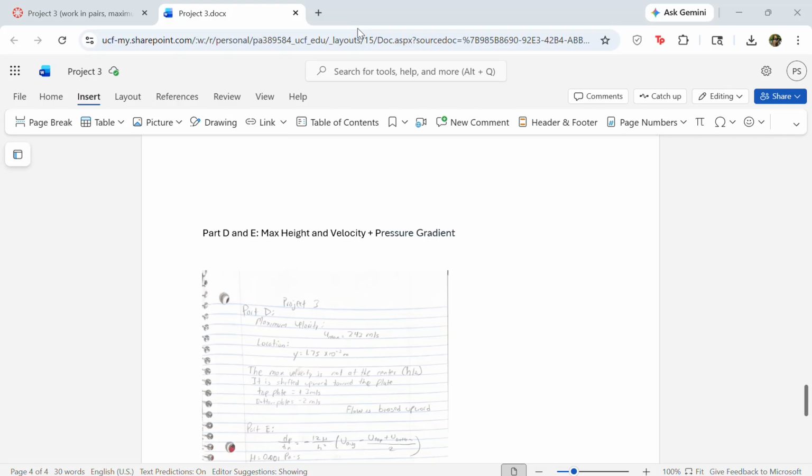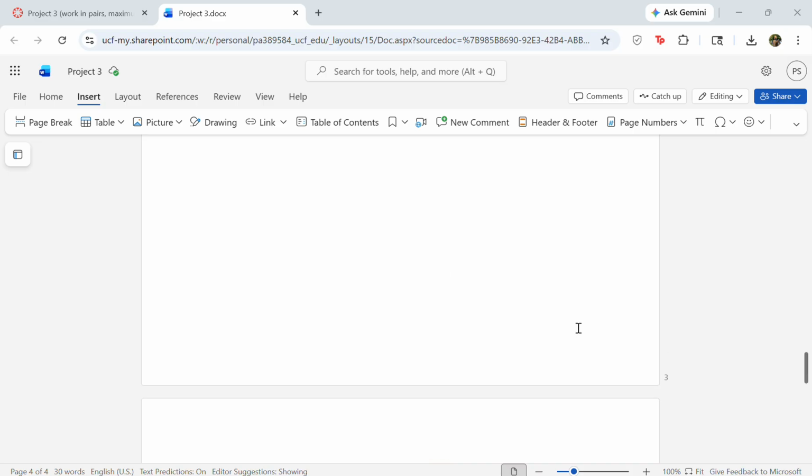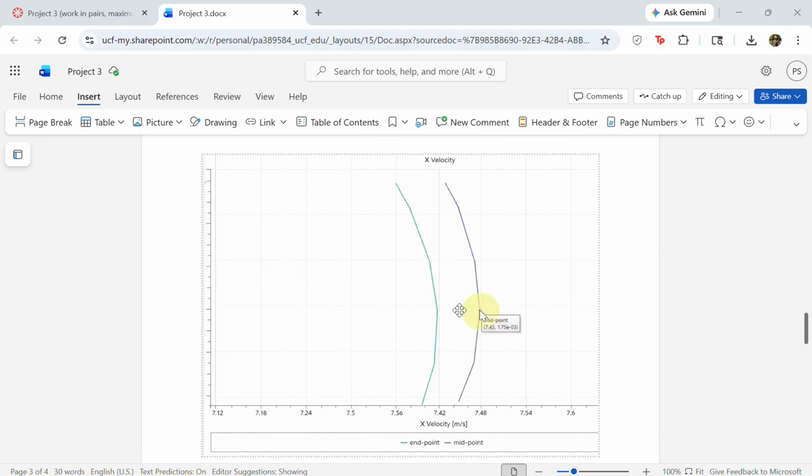This is Parneet Singh, and in this part of the project, I'll be presenting my results for Part D and Part E, which include determining the maximum velocity and its location, as well as calculating the pressure gradient using both Fluent results and theoretical analysis. So for Part D, we're going to go to the velocity graph right here.